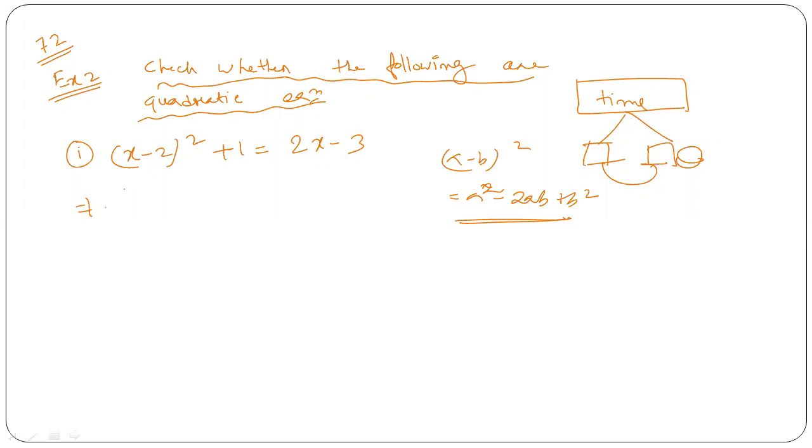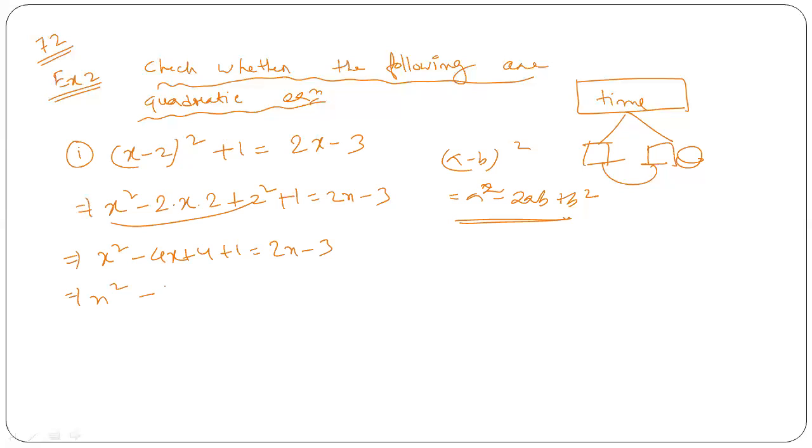So here x will be x square, then 2 into x into 2, then 2 square, then 1 equal to 2x minus 3. Have you answered this one, all of you? Yes, sir. Now it will be 4x, then 4 plus 1, then 2x minus 3. Now see, x square, then minus 4x, then 4 plus 1, it will be 5. Then if you take 2x to the left hand side, it will be minus 2x, then plus 3 equal to 0. Now minus 4x minus 2x, so it will be minus 6x, then 5 plus 3, 8. So it is a quadratic equation or not?